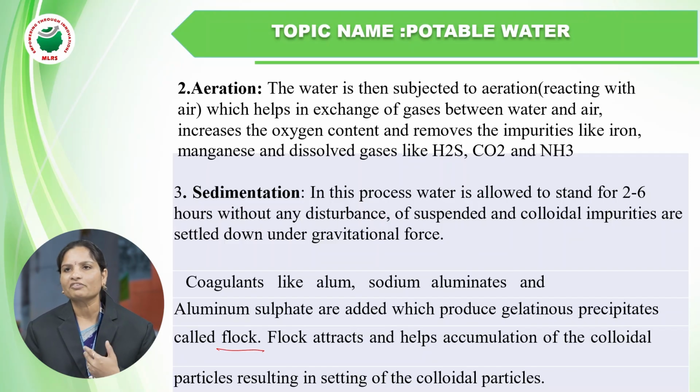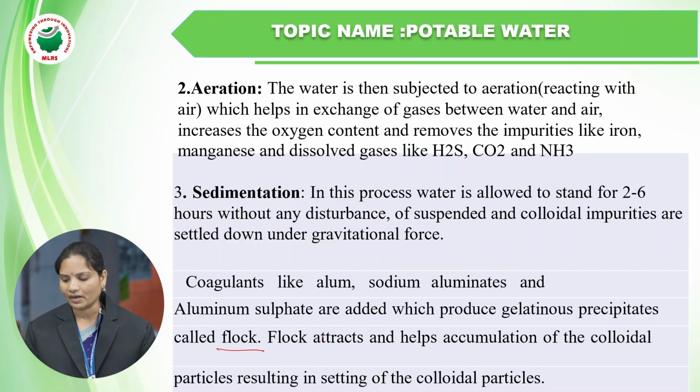So by this flocculation, we eliminate the colloids and suspended impurities. In this flocculation or sedimentation process, the alum attracts the impurities, then the colloidal particles accumulate, and as a result they settle down in the sedimentation tank at the bottom.